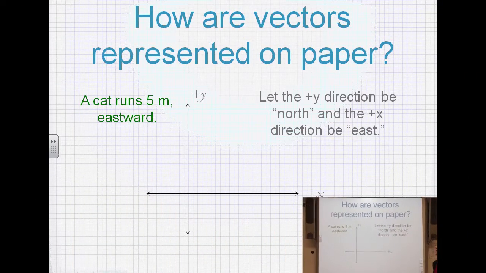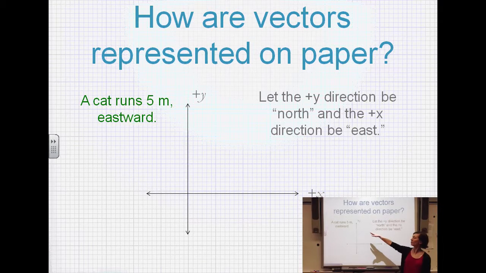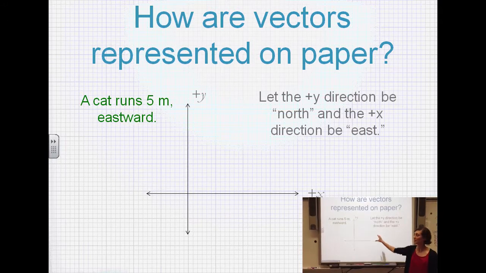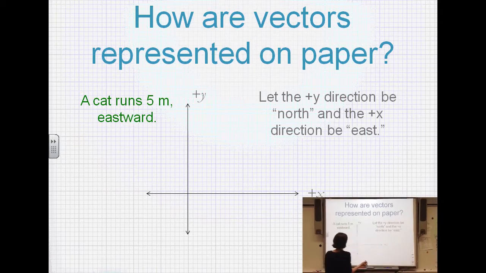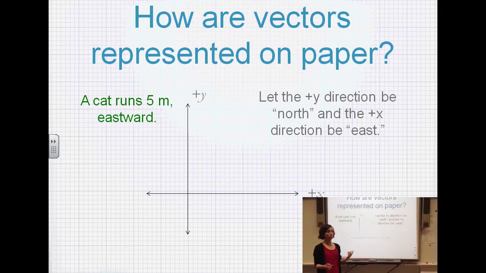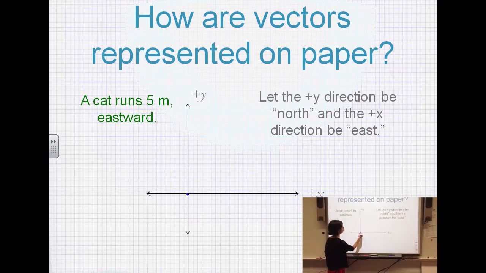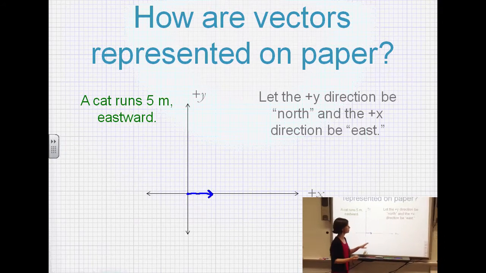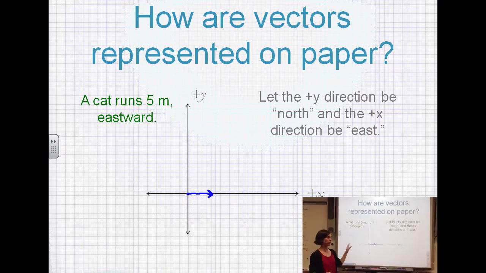How do we represent vectors graphically? We make a coordinate axis, and we're going to here let the positive y direction be north, and the positive x direction be east. Now that's totally arbitrary. You can choose these axes to be something else, but this is what we're familiar with, so that's what we're going to do. I'm going to say that each block on my graph paper is 1 meter. So to represent this vector, what I want to do is draw a dot at the origin, start the vector there, count over 5 blocks, and then end with an arrow. So this vector represents the displacement of a cat that is running 5 meters to the east.